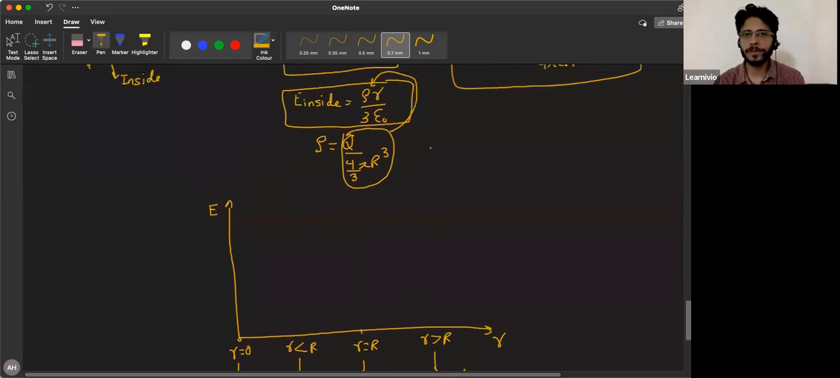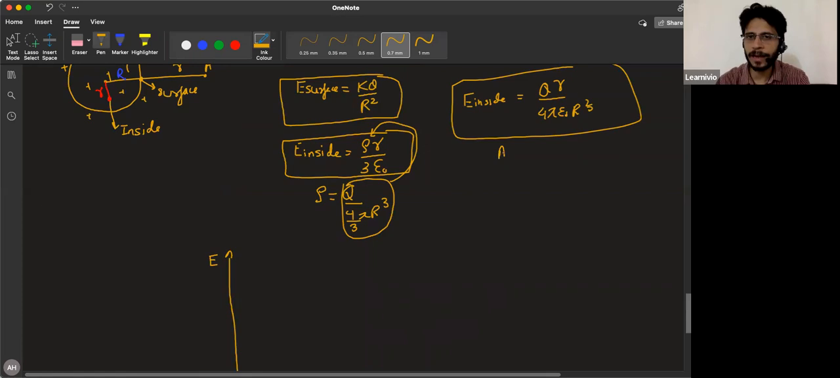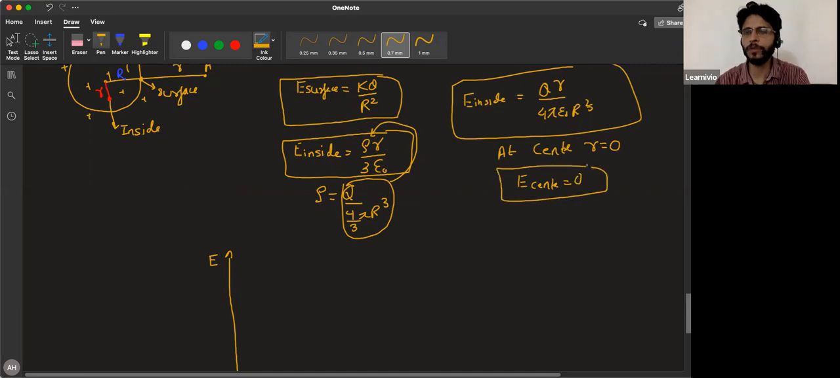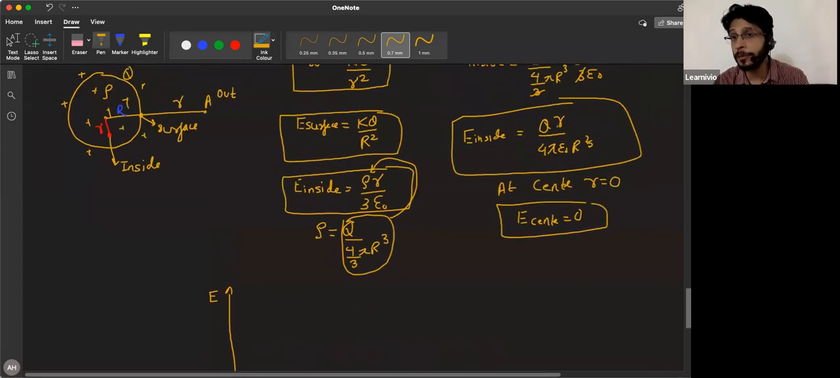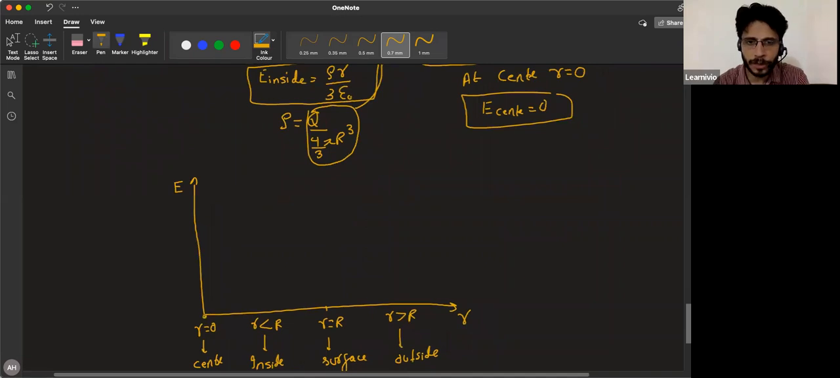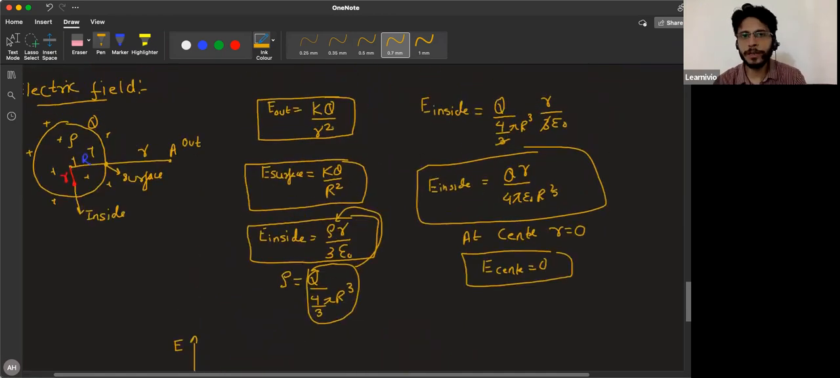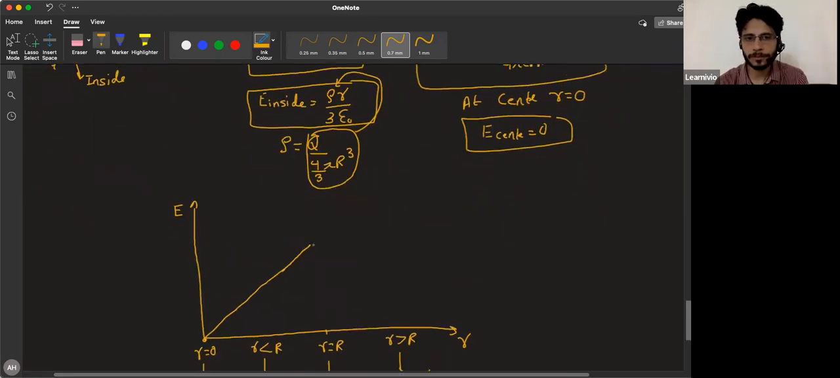So when you plot this graph, say this is electric field inside. If you calculate at center, then at center the value of r is 0. When you put r equal to 0, you will get that electric field at the center is 0. So at center it's 0. Inside, field is directly proportional to r, so the shape of the graph will be a straight line. Inside it will be a straight line graph. When you go outside, then your field is inversely proportional to r square. It goes like this.